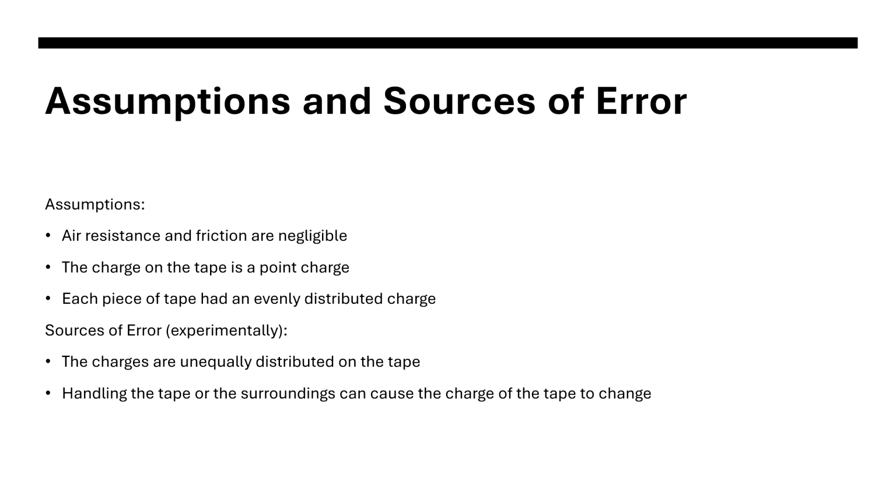There were several assumptions and sources of error in this experiment. To begin, we assumed that air resistance and friction were negligible in the computational model. Also, we assumed that the charge on the tape was a point charge, and that the charge was evenly distributed across the tape. In reality, there is air resistance and friction to consider. The charges are unevenly distributed on the tape, and the surroundings, including handling the tape, cause the charge of the tape to change.